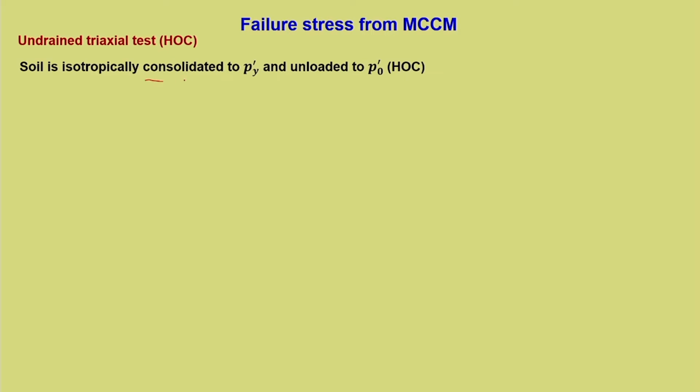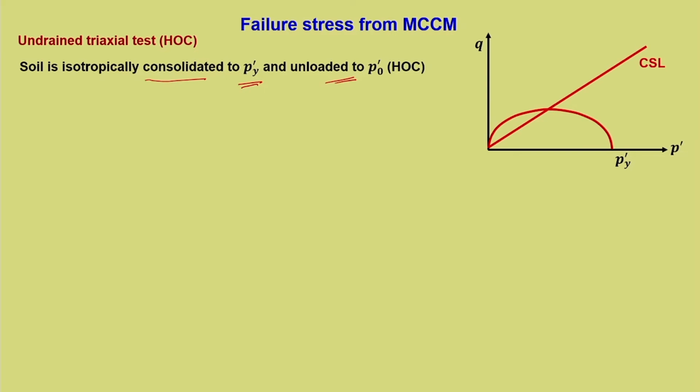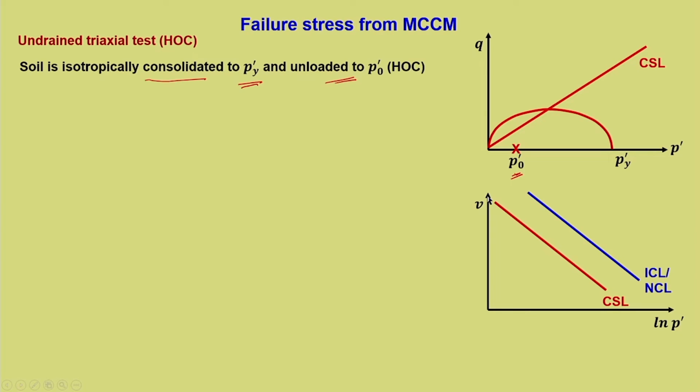So, soil is isotropically consolidated to P dash y and then unloaded to P naught dash, the same procedure, but the unloading is much higher. So, P dash y, yield curve, critical state line. Now, you can see that it is slightly towards the left end because it is heavily over consolidated. The same is marked on V L and P dash plot. You can see that this much is the over consolidation that is happening.